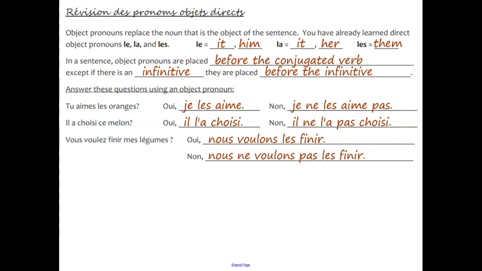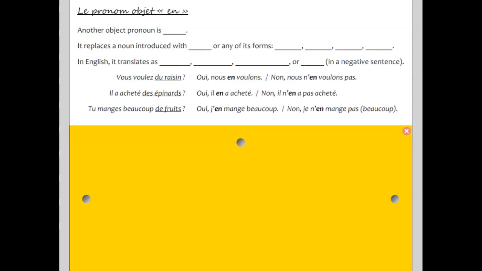We're going to take that information and we are going to apply it to a new object pronoun. There's another object pronoun that I want you guys to know about, and it is called en. So another object pronoun we're going to learn about is en. Now, en is a little bit trickier because it doesn't have one exact translation. So it's not really any harder to use, but it is just maybe a little bit more complicated in understanding when to use it.